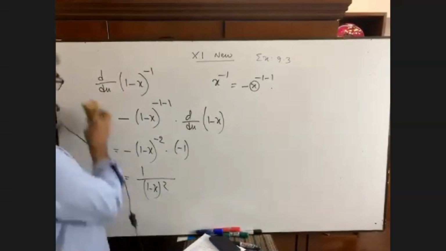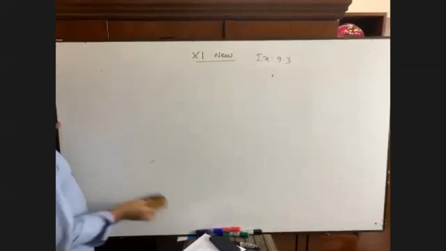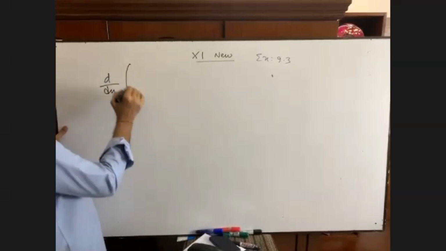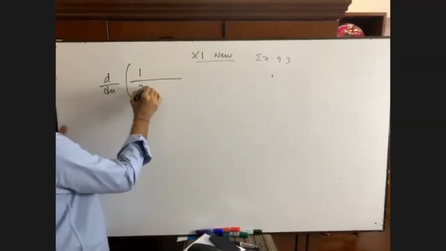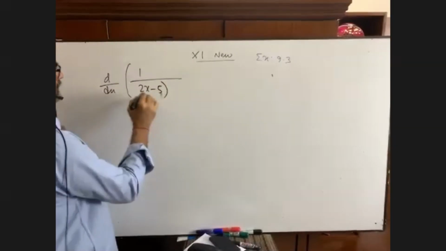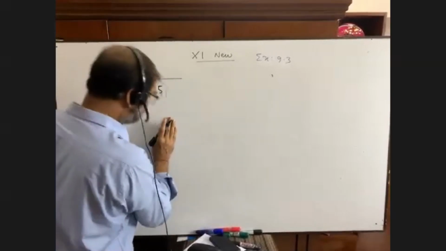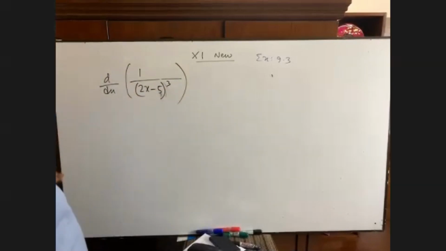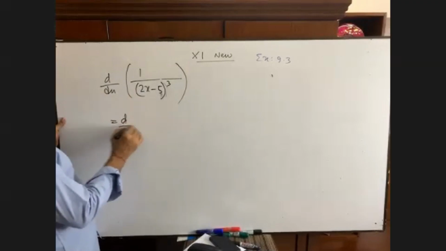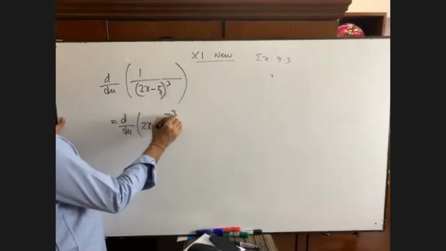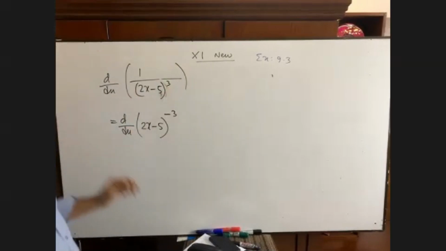2x minus 5 whole to the power 3. Now you see, d by dx of 1 by (2x minus 5) whole to the power 3. What is the given? 2x minus 5 whole to the power 3. So what is our first function? d by dx of (2x minus 5) whole to the power minus 3, right? Is it?